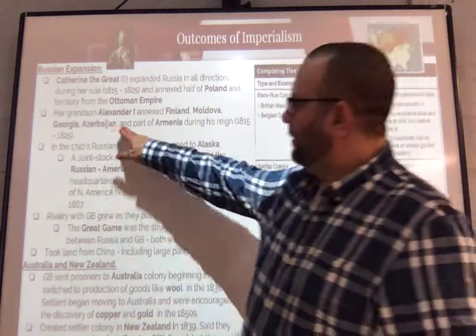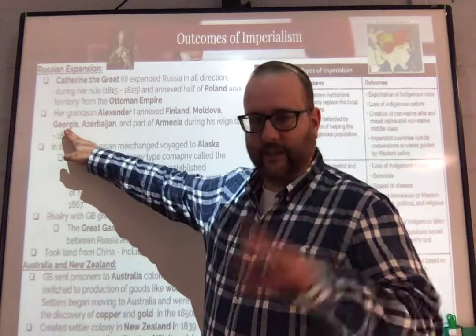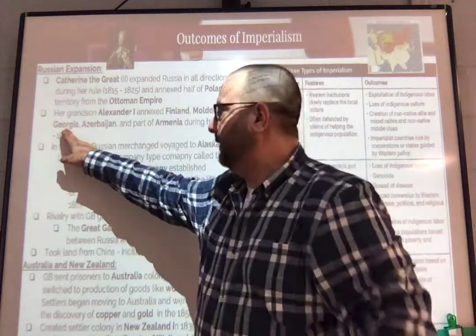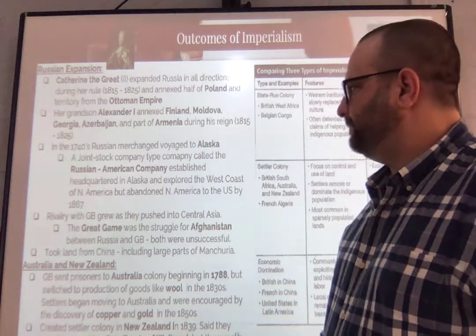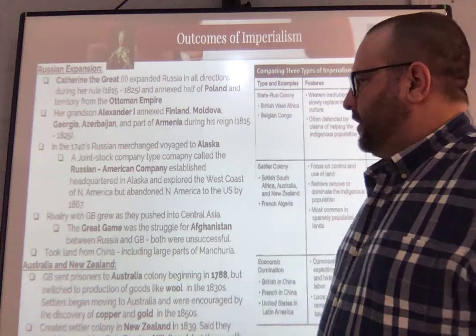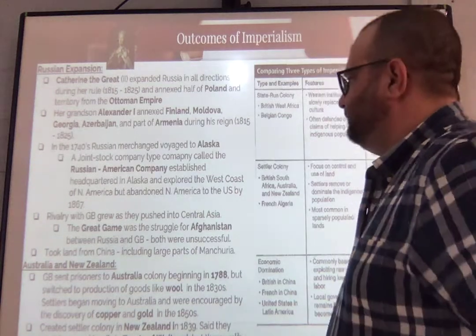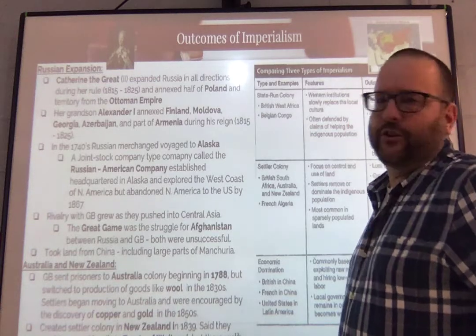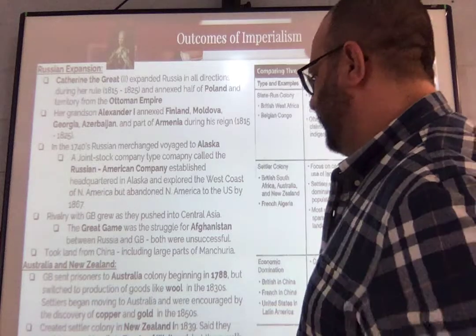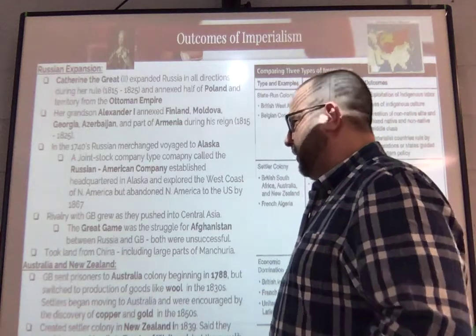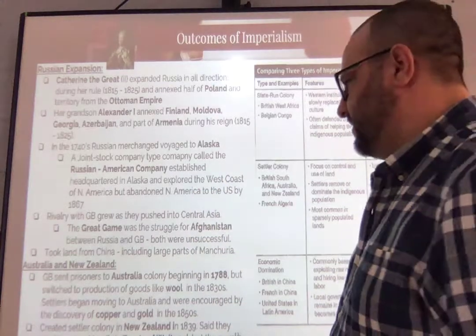Her grandson, Alexander I, annexes Finland, Moldavia, Georgia, not the Georgia we know, but the Georgia over there, Azerbaijan, and part of Armenia during his reign as Tsar. In the 1740s, Russian merchants voyaged to Alaska, and another joint stock company is formed called the Russian-American Company. It was headquartered in Alaska, and it explored the west coast of North America, but it abandoned North America to the U.S. by 1867.